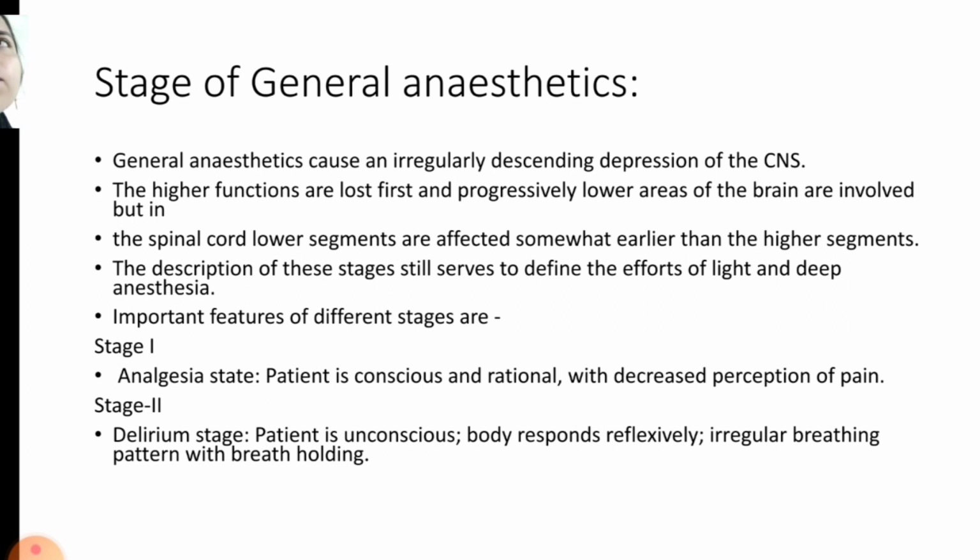Next are the stages of general anesthesia. General anesthetics cause an irregularly descending depression of the CNS. The higher functions are lost first. Progressively lower areas of the brain are involved, but in the spinal cord, lower segments are affected somewhat earlier than the higher segments. The description of these stages still serves to define the effects of light and deep anesthesia.